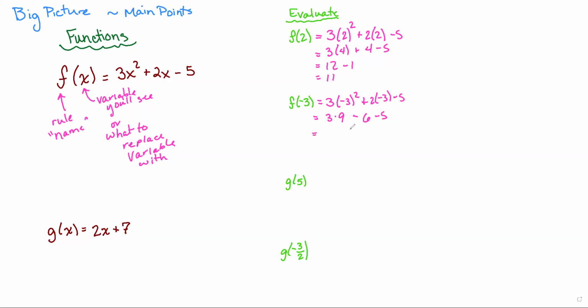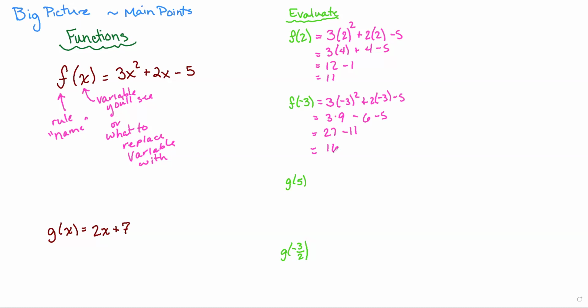So this is 3 times 9 is 27. -6 minus 5 is -11, because they're the same sign, I get to add them together. And then this is 27 minus 11 is 16. So f of -3 is 16.